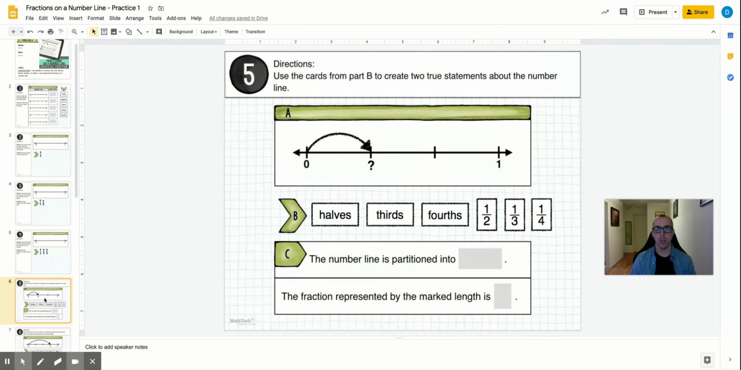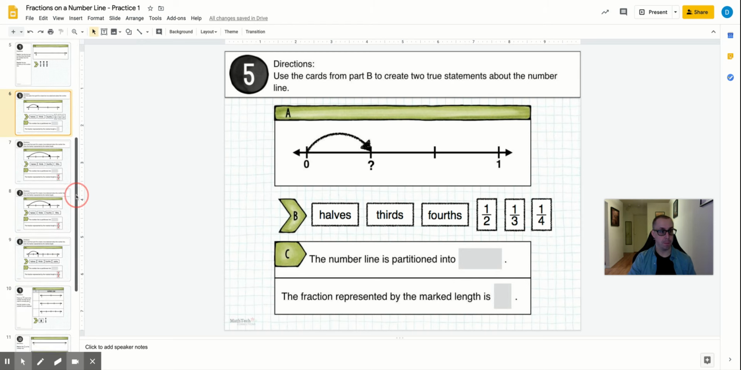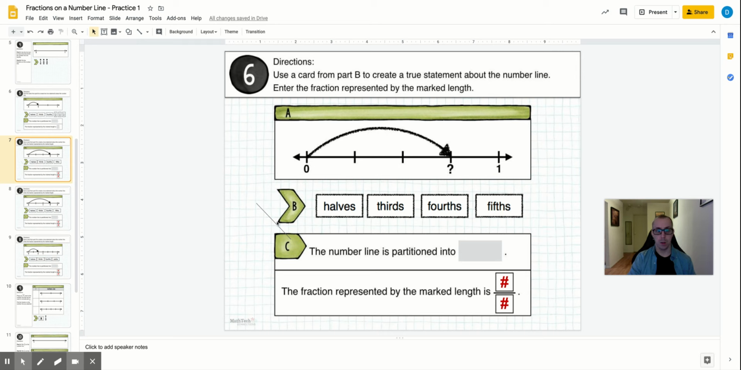Okay, here you're using the cards from part B to create 2 true statements about the number line. So here, again, to find the denominator, you count from 0 to 1. Same thing for most of these. So we'd go 1, okay? And the number line is partitioned into what? Halves, thirds, or fourths. And then the fraction represented by the marked length right here, okay, it's going to be either 1/2, 1/3, or 1/4. So you're basically labeling the unit fraction for that one.